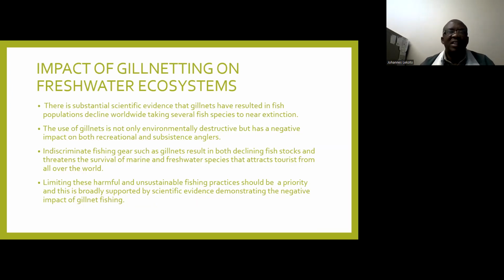The impact of gill netting on freshwater ecosystems. There is substantial scientific evidence that gill nets have resulted in fish populations decline worldwide, taking several fish species to near extinction. It's a big concern. The use of gill nets is not only environmentally destructive, but it has a negative impact on both recreational and subsistence anglers.